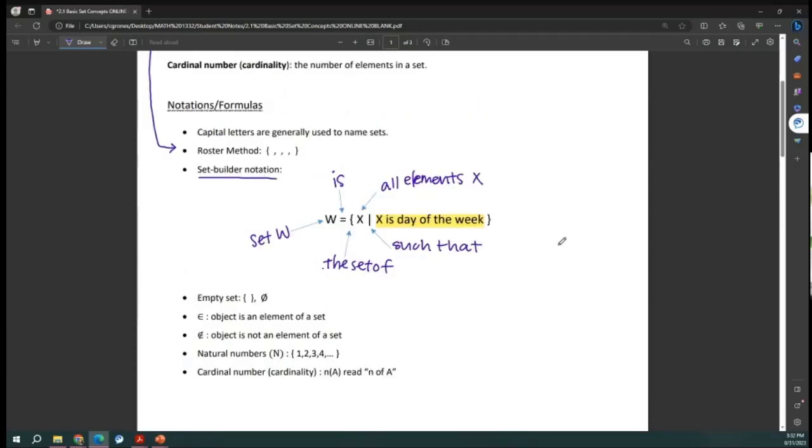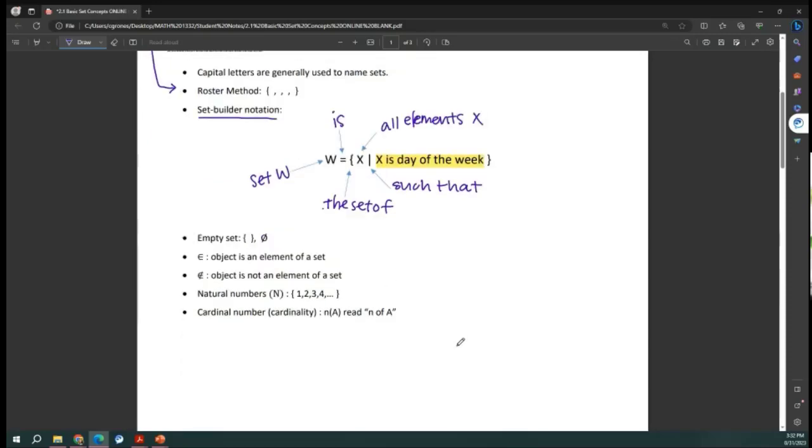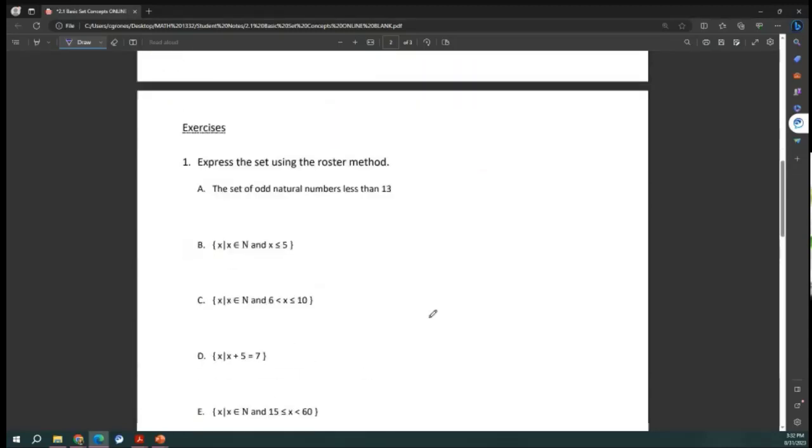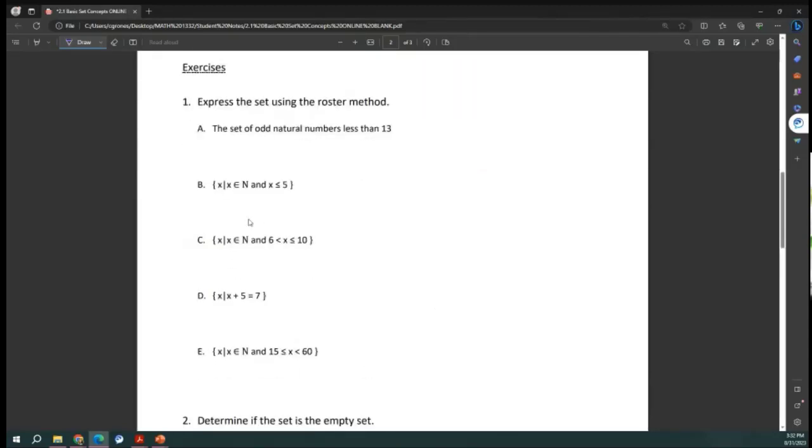I know it's a little confusing right now whenever you first see it. But let's go ahead and look at the first exercise. So we talked about the natural numbers. Those are your counting numbers. So whenever you see this right here, that means that X is a natural number. So that means that we are only looking at the counting numbers. So no negative numbers.